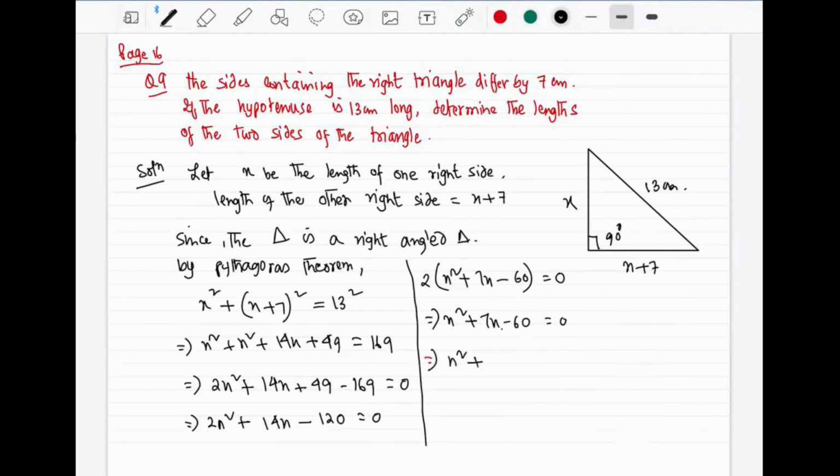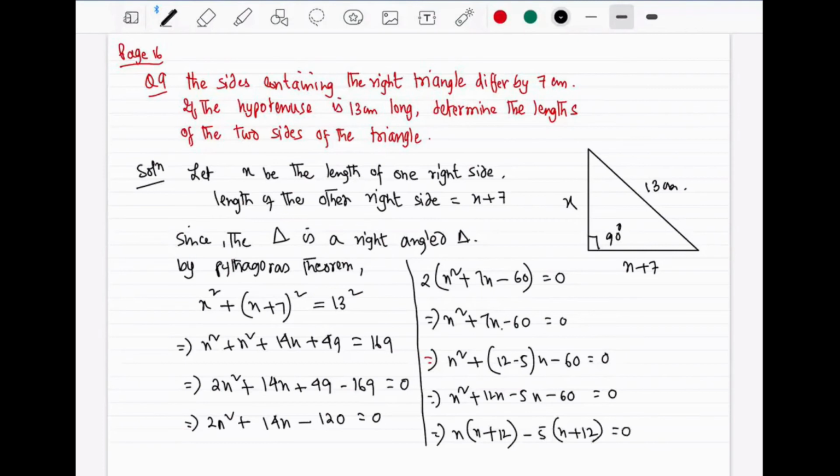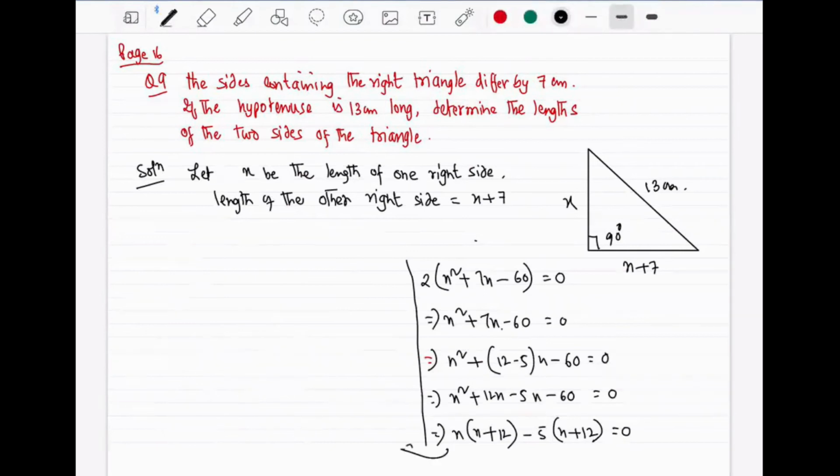x squared plus 12x minus 5x minus 60 equal to 0. Open the bracket now. Take x by x common factor. x plus 12 minus 5 x plus 12 is equal to 0. Okay, let me rough this side off. All right, so we are continuing on the left hand side. Here look, x plus 12 and x plus 12 is the common factor. Take it outside. x plus 12, x is remaining from the first term, minus 5 from the second term equal to 0. So put these two separately equal to 0.